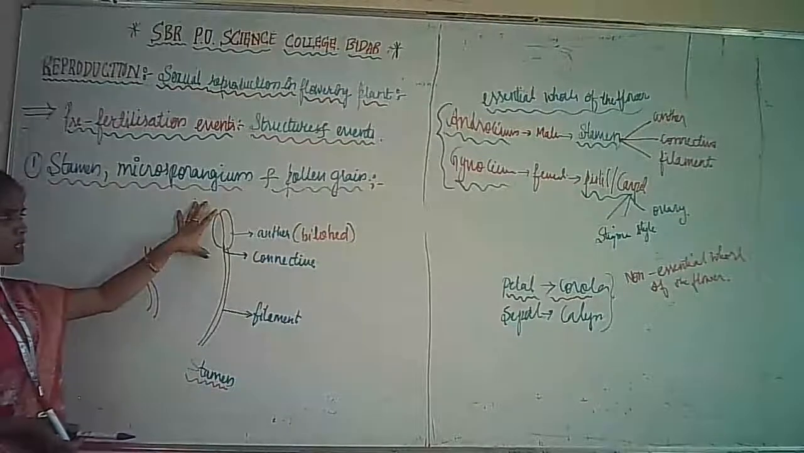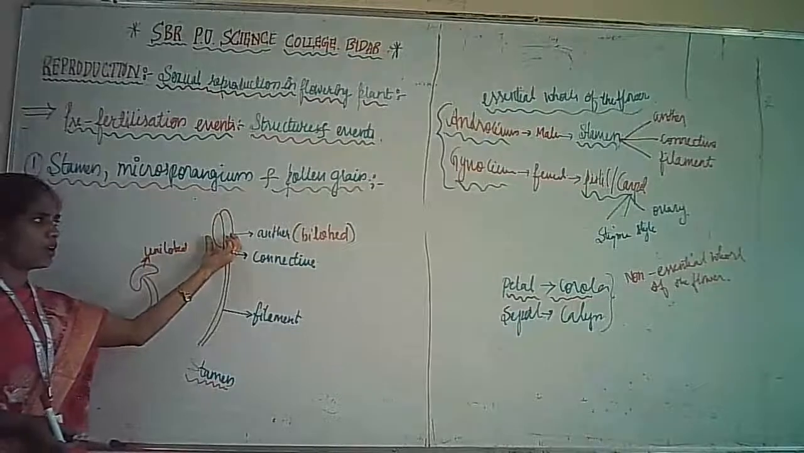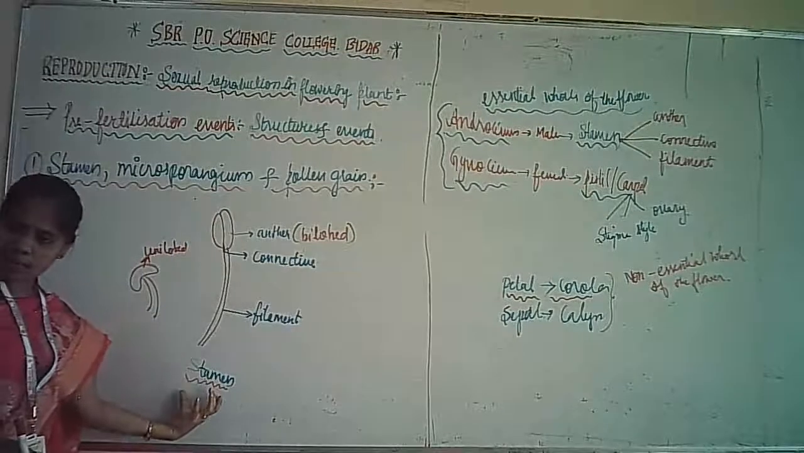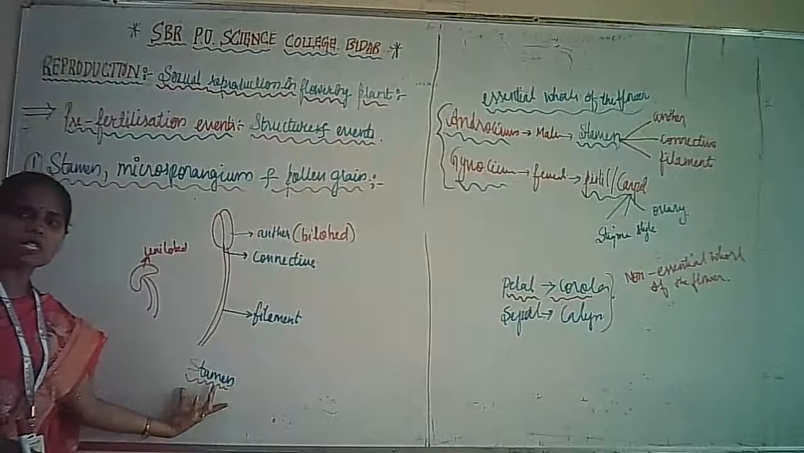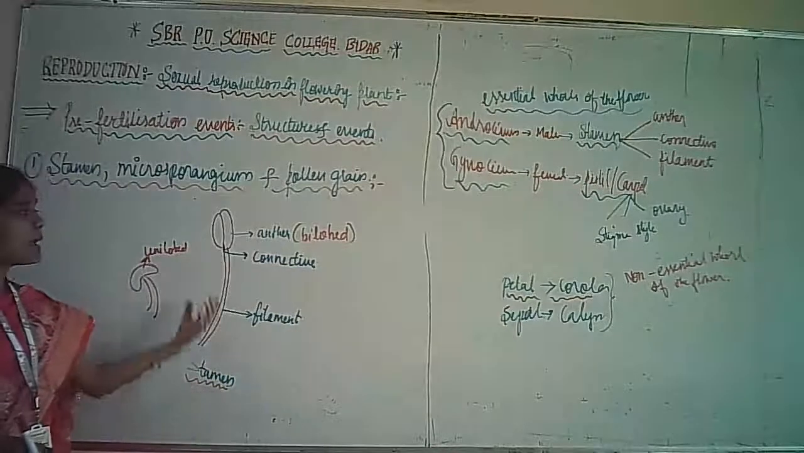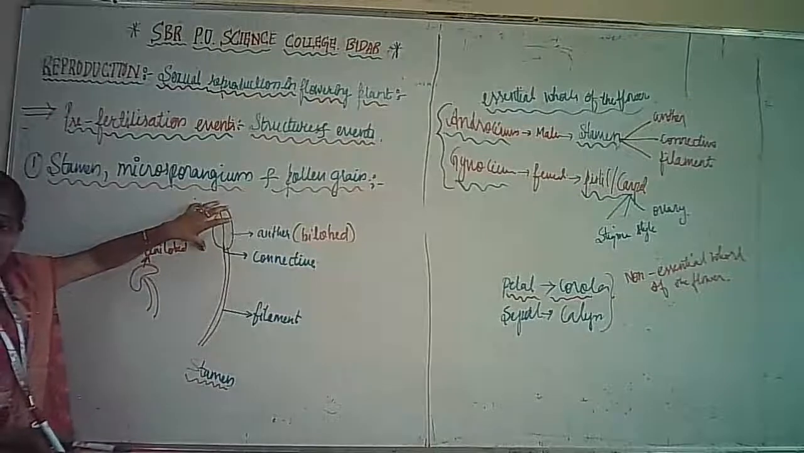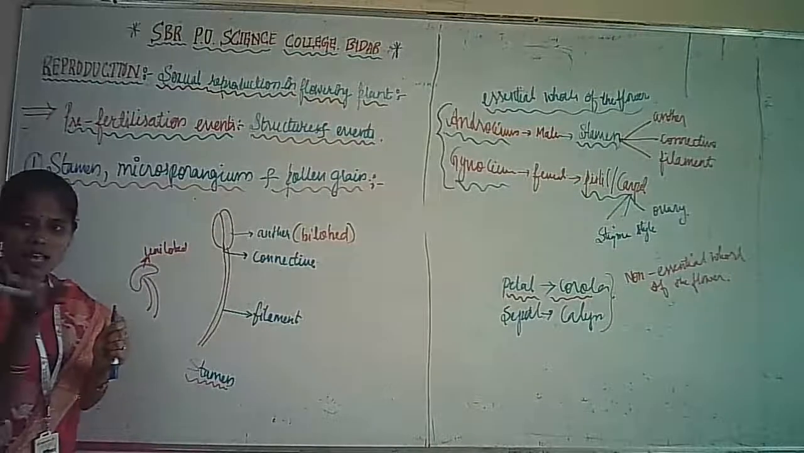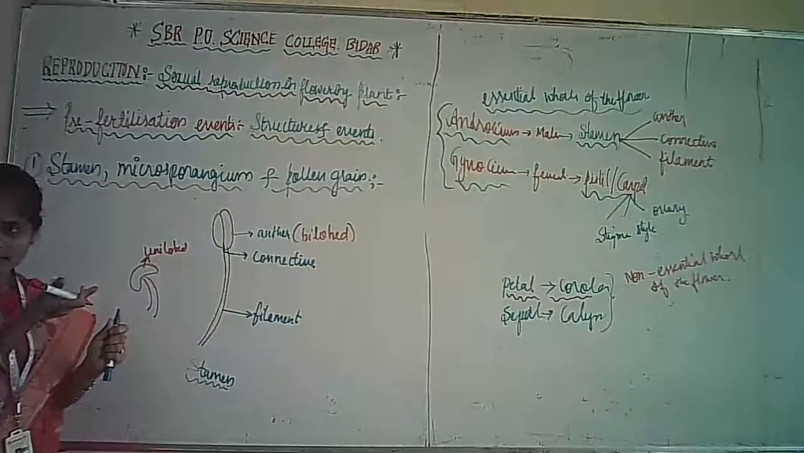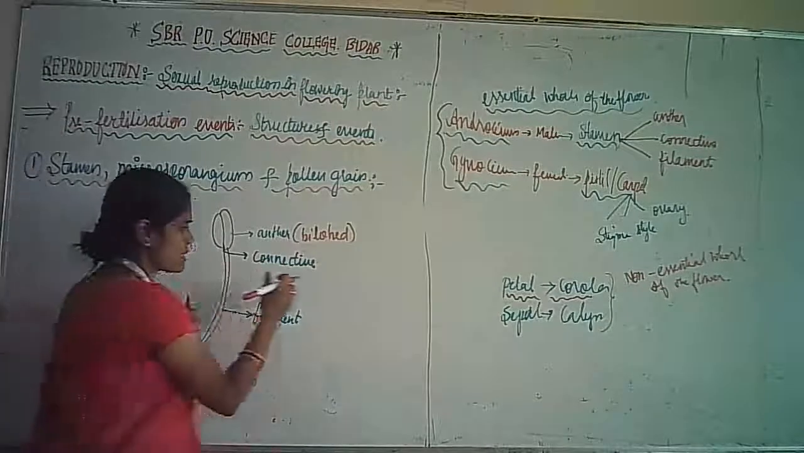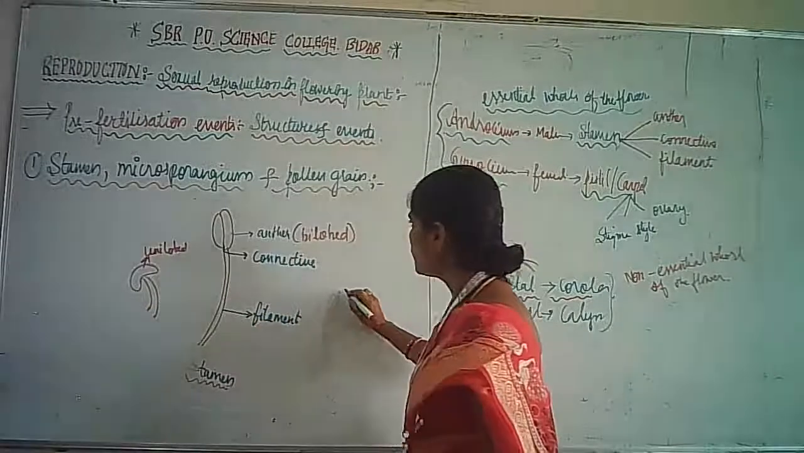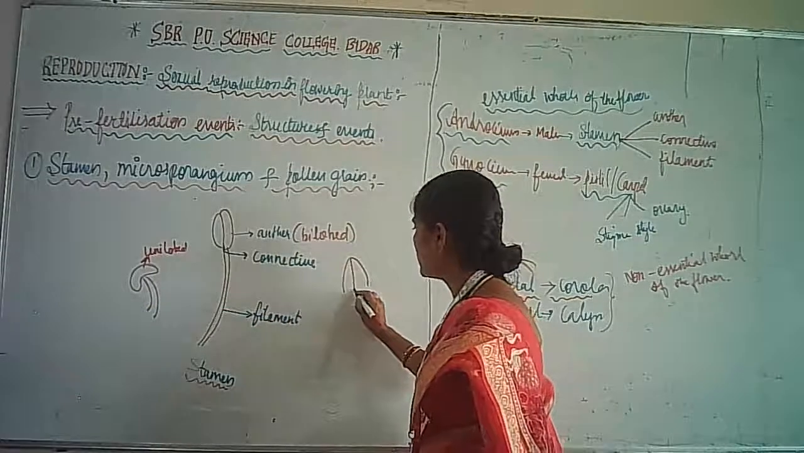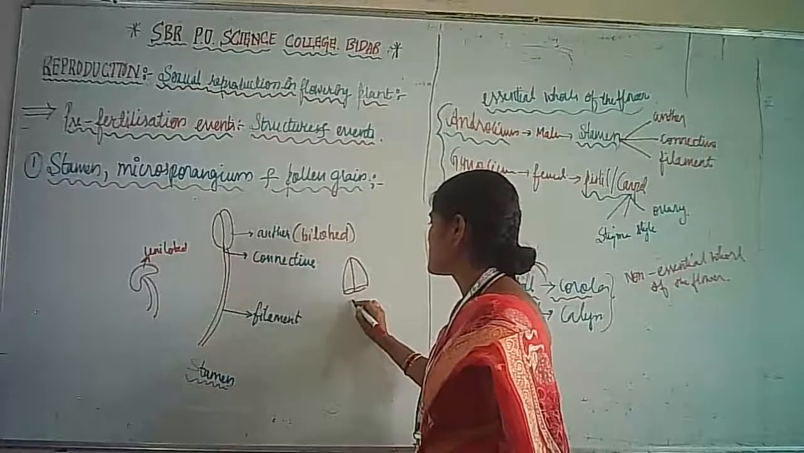At the tip, the anther is the fertile part of the stamen. Why are we calling it the fertile part? Because pollen grains are produced inside it. If you take a section of this anther, how will you see it? I will show you here. This is a bilobe like this. If you cut it, you are going to see it like this.